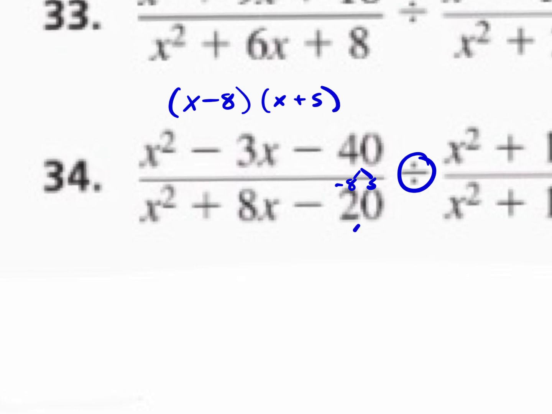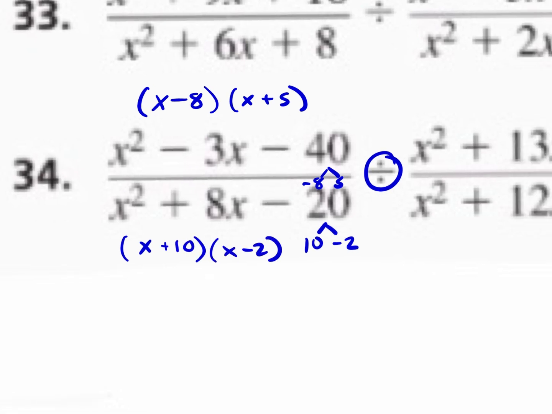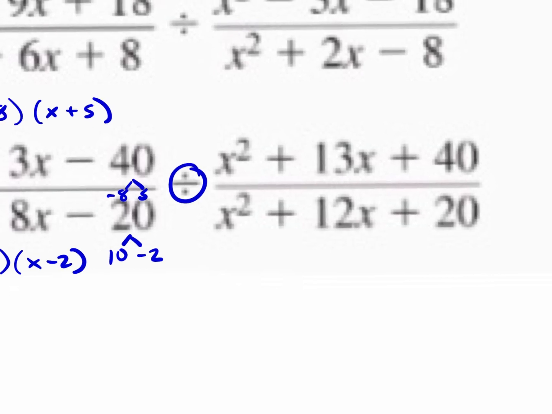Perfect. On the bottom here, do I have two factors of negative 20 that add to 8? 10 and negative 2. Perfect. So this would factor into x plus 10 and x minus 2. Now let's look at the right side. On the top, do we have two factors of 40 that add to 13? 8 and 5. Perfect. So what would it factor into? X plus 8 and x plus 5. And then on the bottom, do we have two factors of 20 that add to 12? 2 and 10. So x plus 2 and x plus 10.